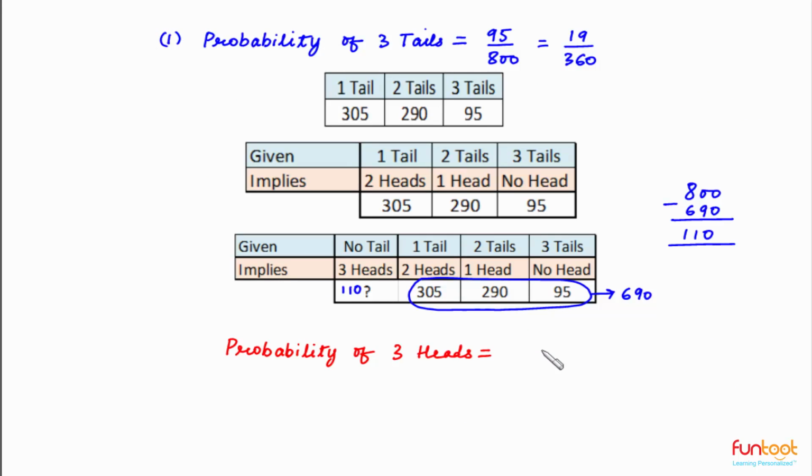Now we can very easily find the probability of 3 heads. The probability of 3 heads will be 110 divided by the total number of trials, that is 800. When this is calculated, this will come as 11 by 80.